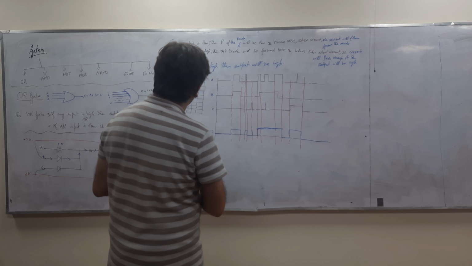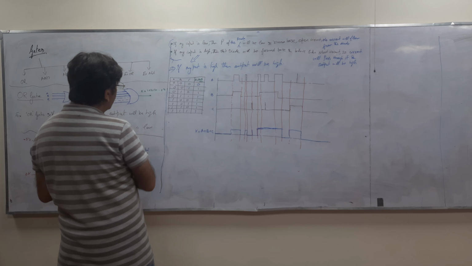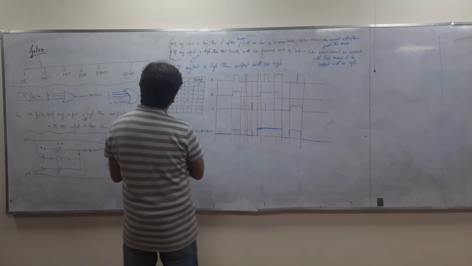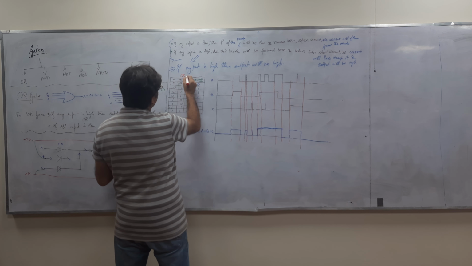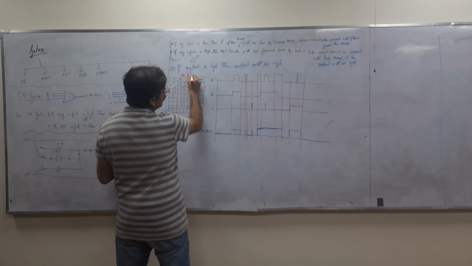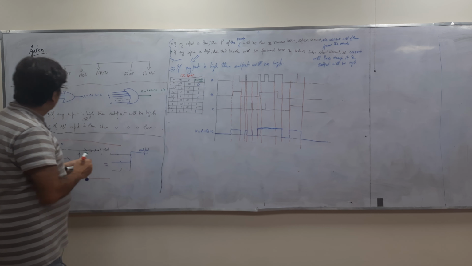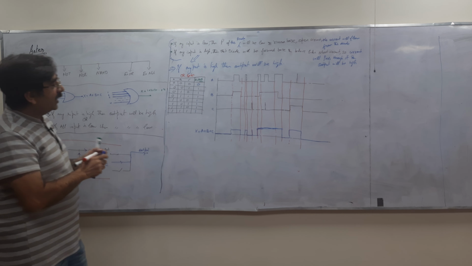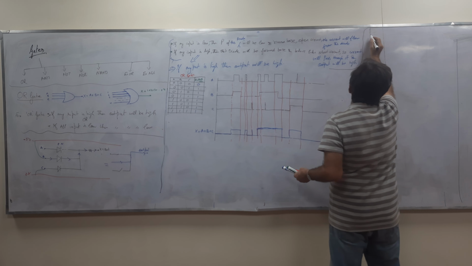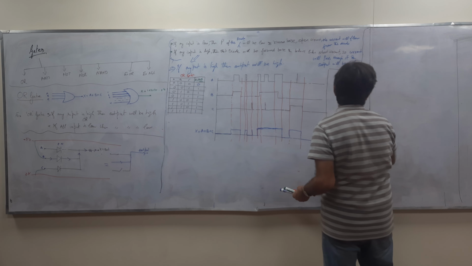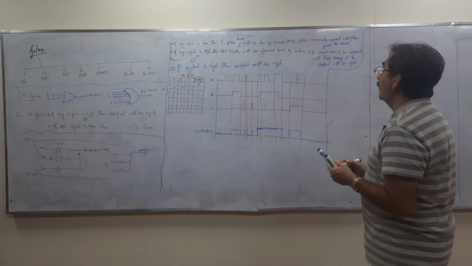But what is the diagram for the OR gate? Okay, OR gate. Now, about the AND gate. So, what about the AND gate? This is all about the OR gate. Now, about the AND gate.